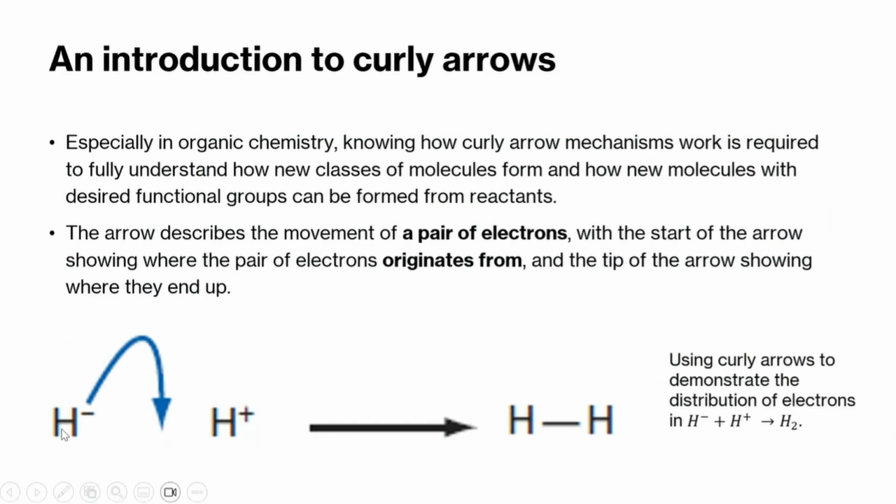So in this reaction, there's one pair of electrons on the hydride ion, and using our curly arrow mechanism, we can draw a curly arrow that has its tail at that pair of electrons on the hydride ion, and at the head of the arrow, we'll draw it in between the two hydrogen atoms. The reason we do this is it signifies that we are creating a bond between these two hydrogen atoms. So that is a quick introduction to curly arrows.